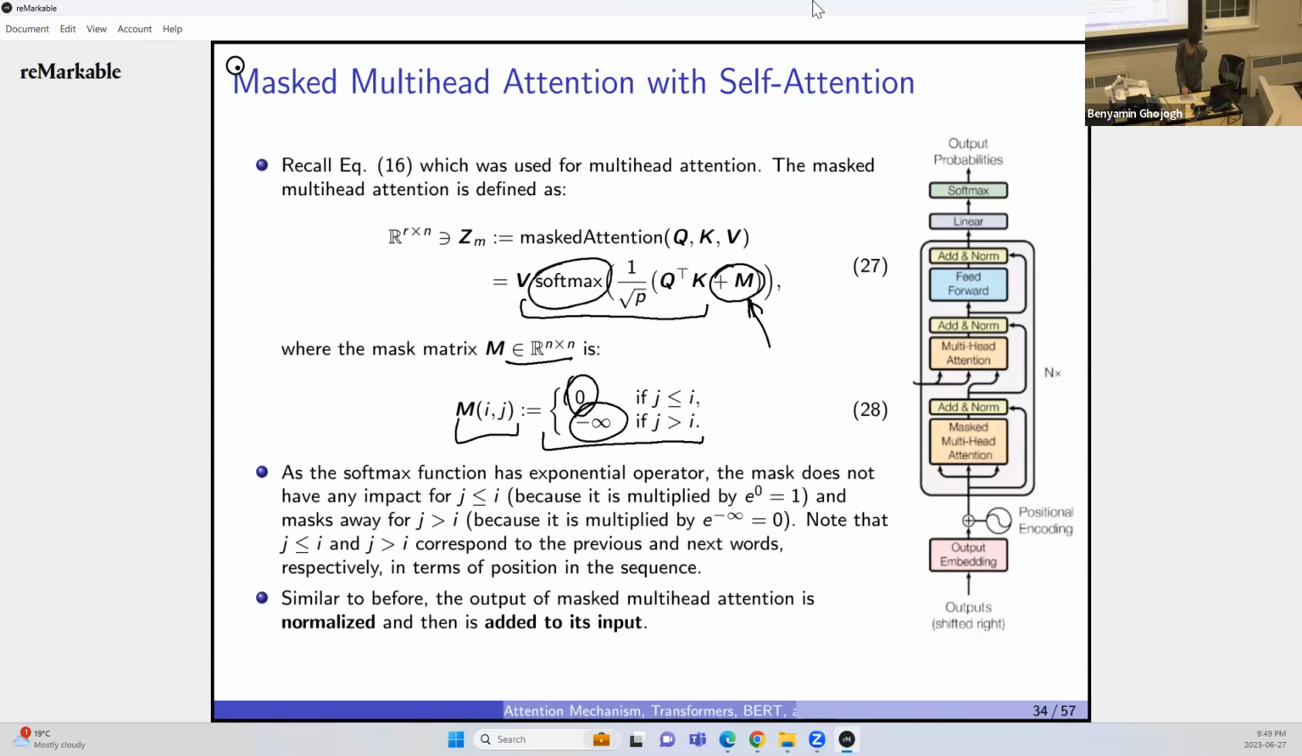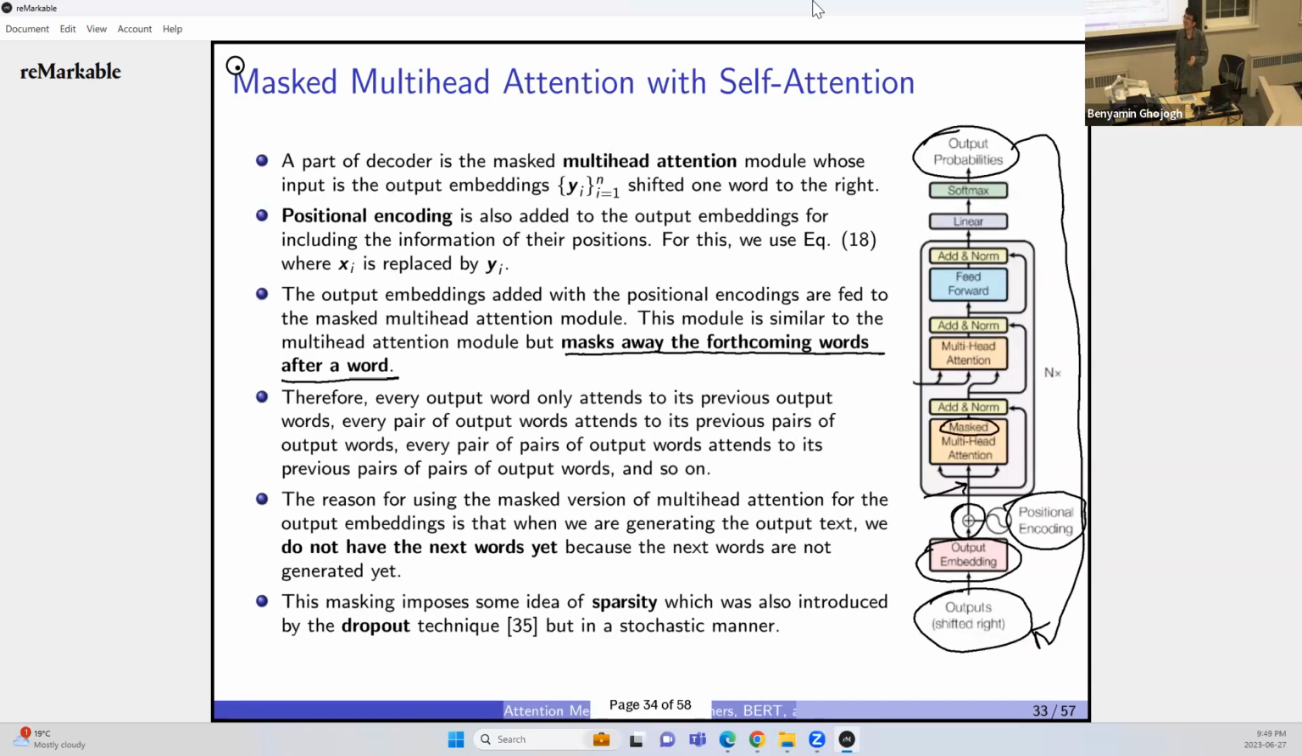It is inside softmax. So this term is in the power of e, the exponential operator. e to the minus infinity becomes 0. So it means that it doesn't have effect. It disappears. So using this mathematical modeling, we are modeling what? Masking for the future words. Okay? Then, by the way, the idea of masking can be seen as a sparsity.